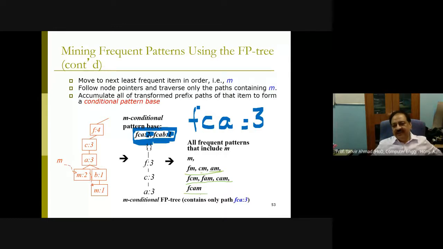तो कौन कौन सा फ्रीक्वेंट पैटर्न्स आया? एक तो खुद M आया, FM, CM, AM, FCM, FAM and CM and FCA. That means you get all those frequent patterns.